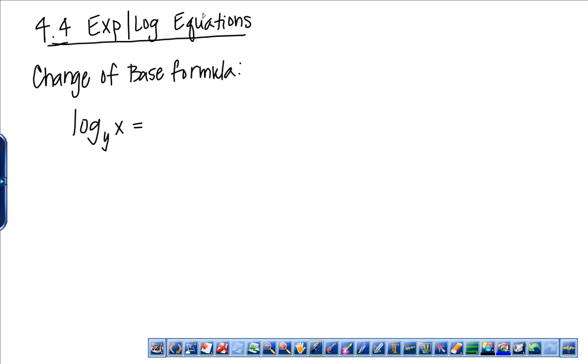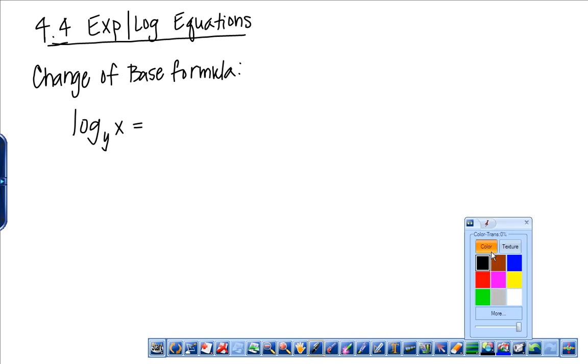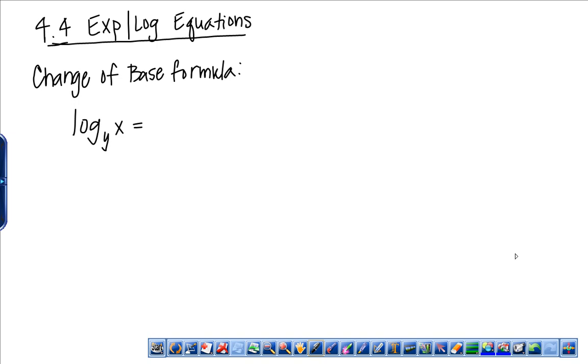This is 4.4 exponential and log equations. The first thing I want to look at is your change of base formula, and you were taught this last year. I just want to review it.